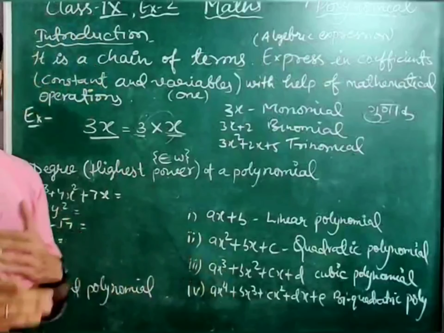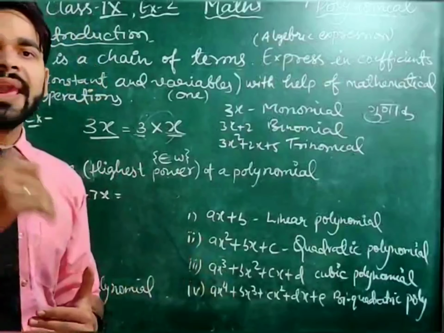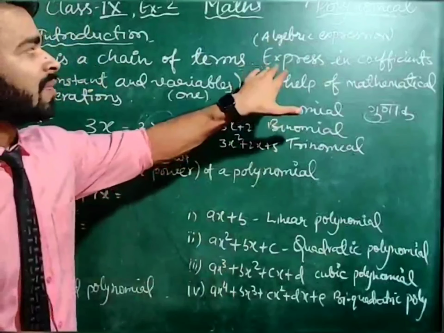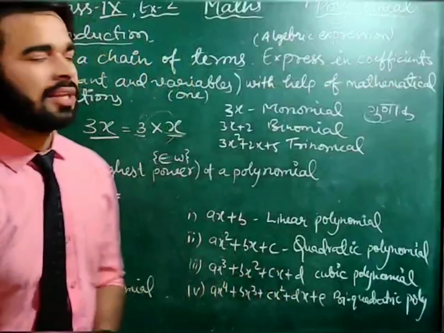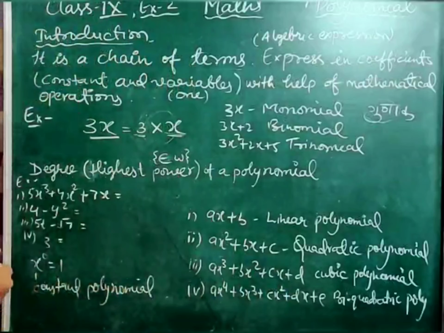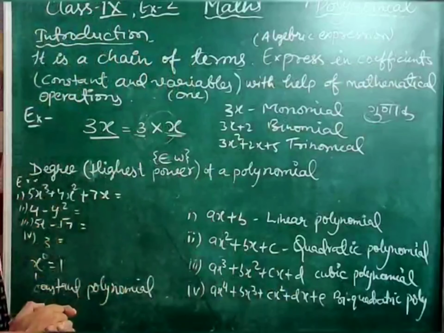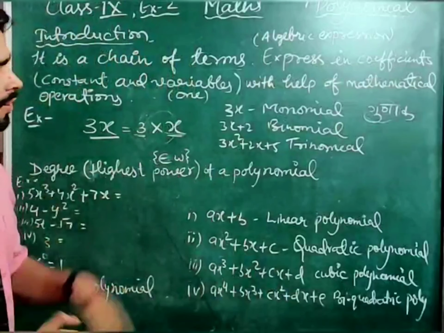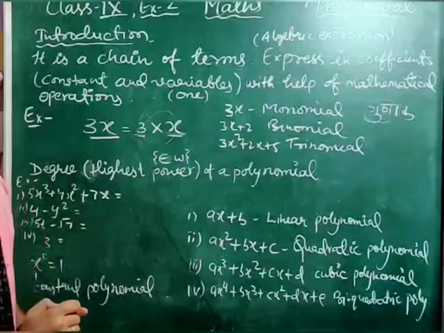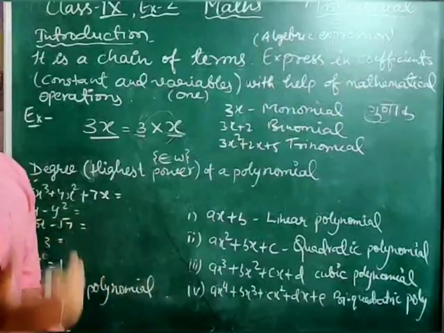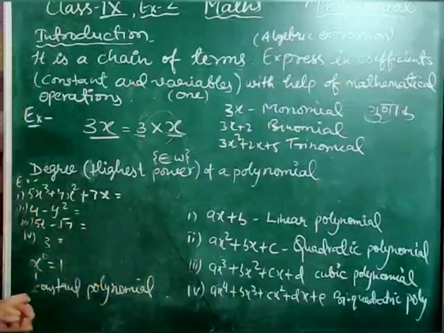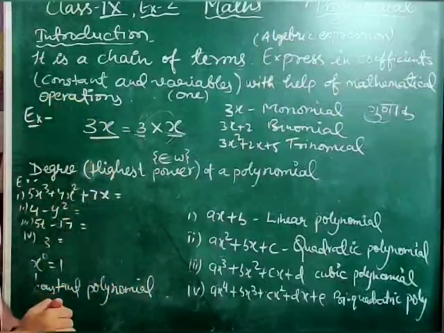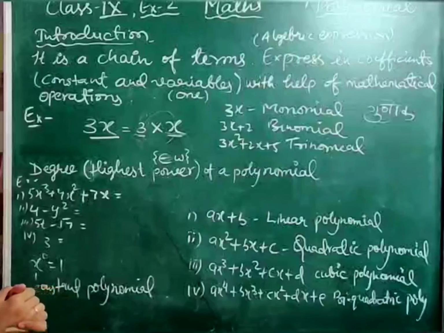So when a number of terms are expressed with mathematical operations, that is called an algebraic expression, and it is called a polynomial. So I think you understood what is polynomial, in simple words. In your book, a long definition is given with power and other things. That also you can mention in your copy, no issue. And in simple words, you can say this about polynomial.